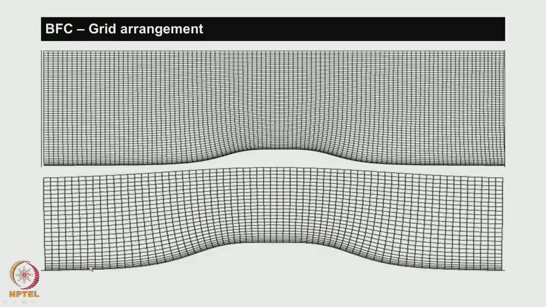So, for the same geometry, you are seeing here two types of mesh, both are structured, both are body fitted. The bottom one is a coarse mesh, the top one is a fine mesh for the same geometry with the same grid arrangement, but the number of grid points is more in the fine mesh shown at the top and less in the bottom, which is called the coarse mesh.